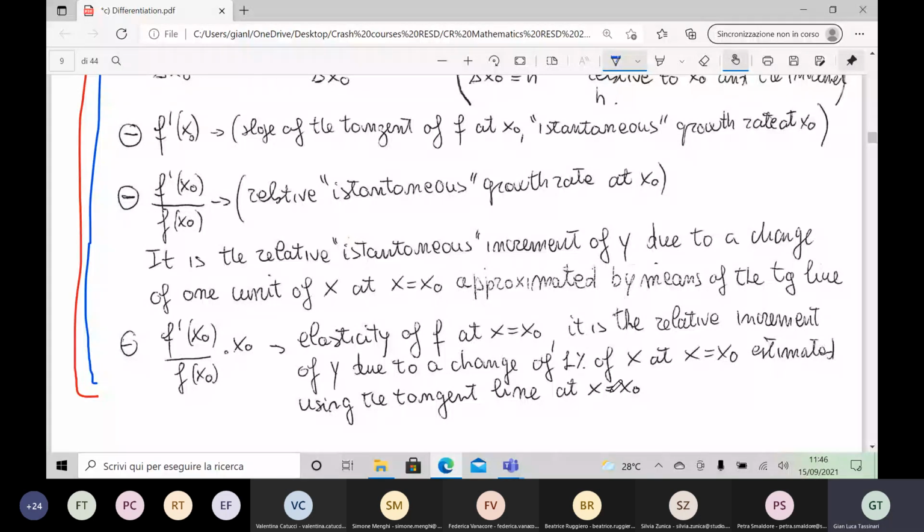So these are very fundamental concepts. So review the graph. The average growth rate is useful if you look at the graph. So the average growth rate, the instantaneous growth rate, its meaning, the relative instantaneous growth rate, and the elasticity at x0.